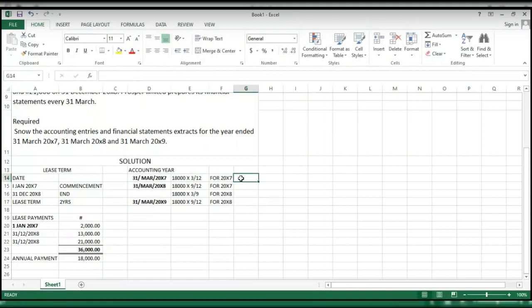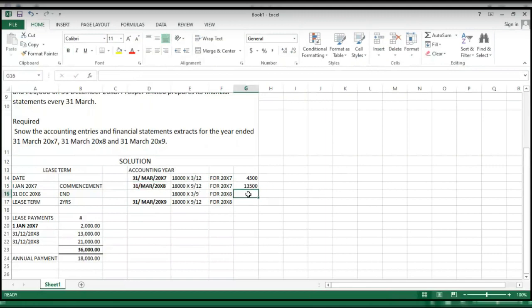How much will be here? 18,000 times 3 divided by 12. So this is the amount that will go to March 31st, 20x7 as expense. Here we have 18,000 times 9 divided by 12. This is the amount that will go into this financial statement as expense in 20x8.